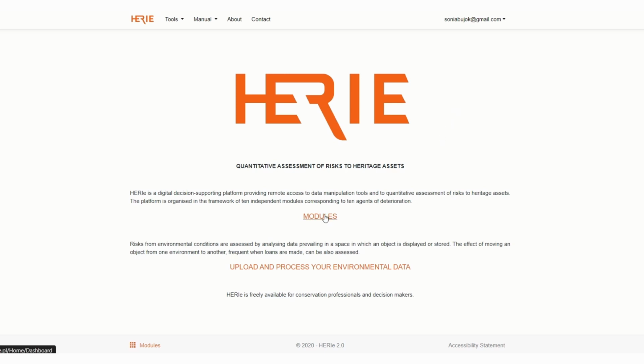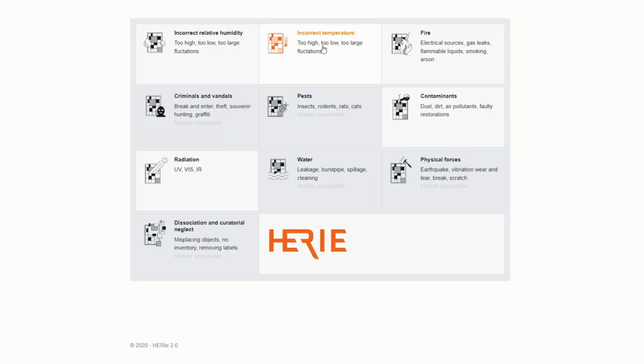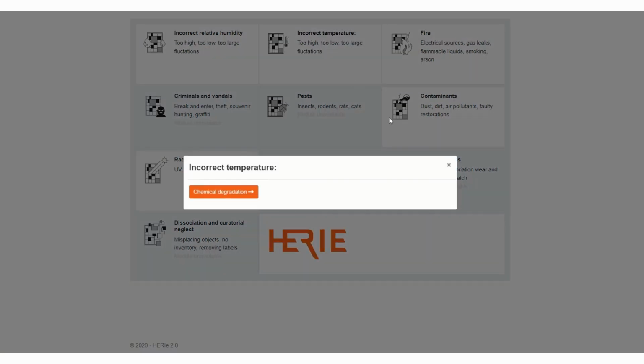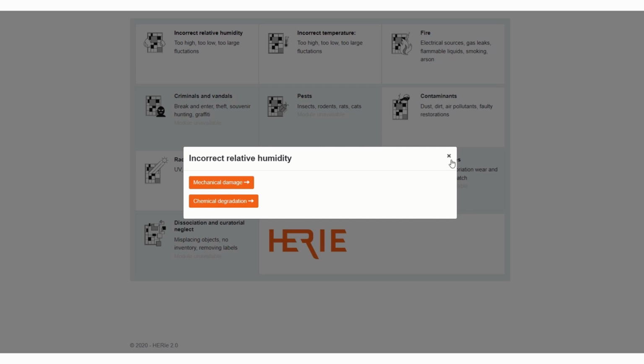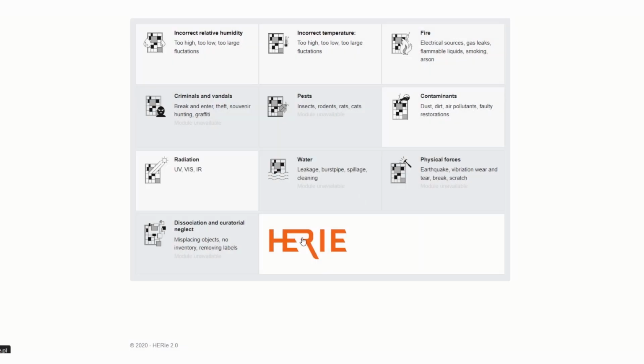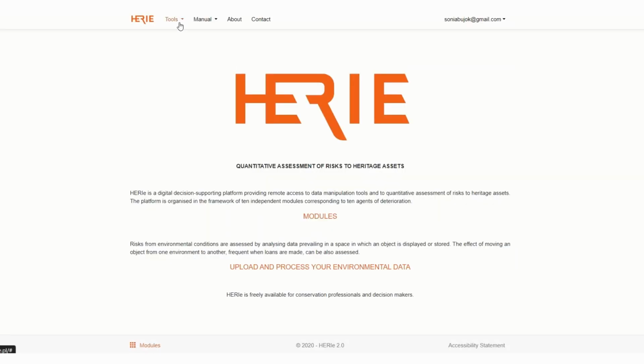You can access the chemical degradation module by choosing incorrect temperature, incorrect relative humidity, or by selecting chemical degradation directly from the tools at the top of the main page.